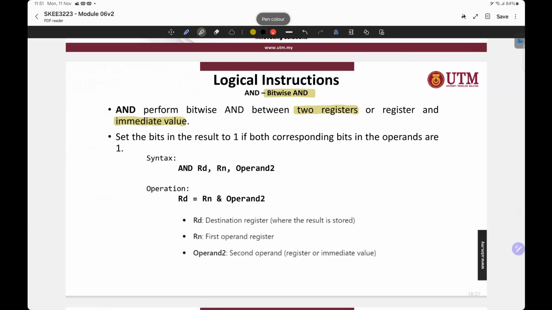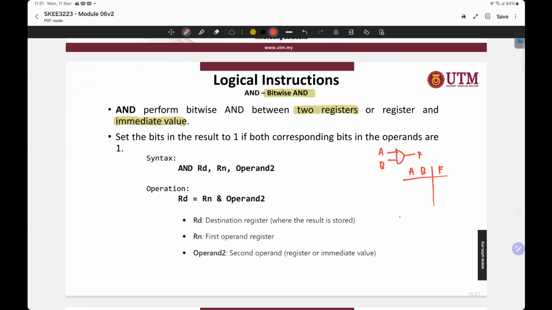For the logical instructions here, you need to know the truth table for each of the logical functions. For example, this is the logic AND. You have A, B, and F. So you have 2 inputs and 1 output. If you don't know, then you need to come up with a truth table. So this is A, B, and this is F.